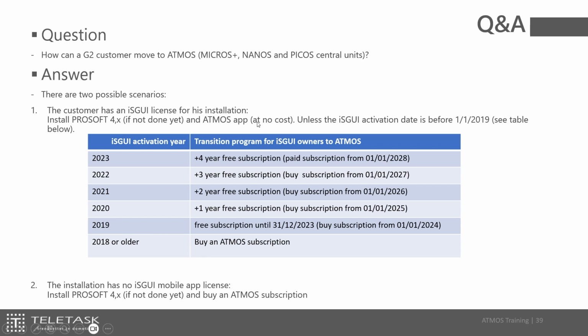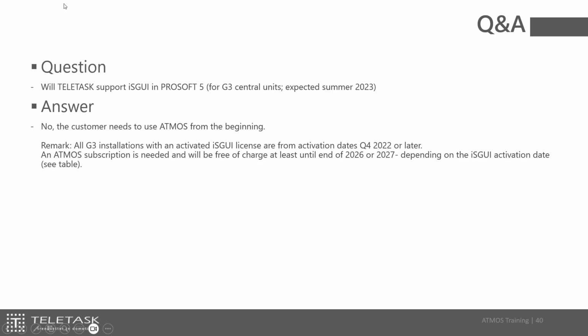And then they can install the ATMOS app at no cost, unless it is older already. The ISGUI activation date is already older than 2019. This is the same table as the one we showed in one of the other slides. And there's a second scenario. The installation has no ISGUI mobile app. The customer needs to work with a ProSoft 4, and he needs to buy the ATMOS subscription, of course.